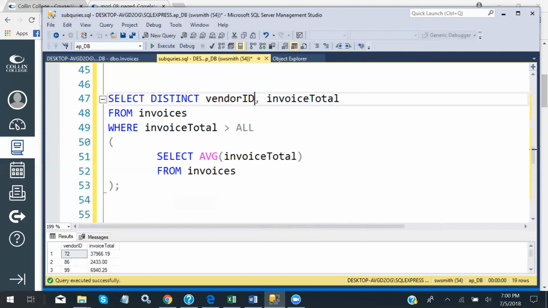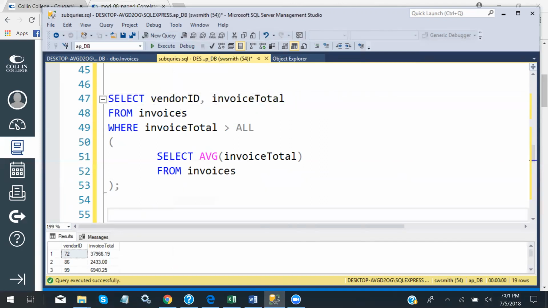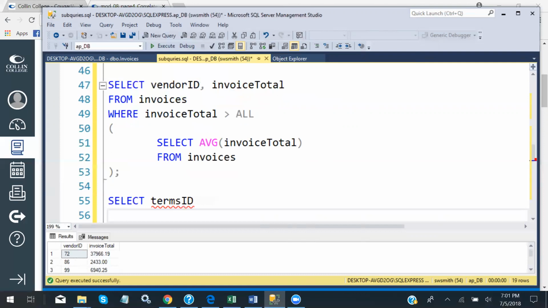Yeah, the use of distinct. The default is that if you don't say distinct, you get duplicates. So let's take an example: select terms ID from. I know the terms ID is in the terms table, but which table has it as a foreign key? I thought it was in invoice line items. No. Is it in the invoices?